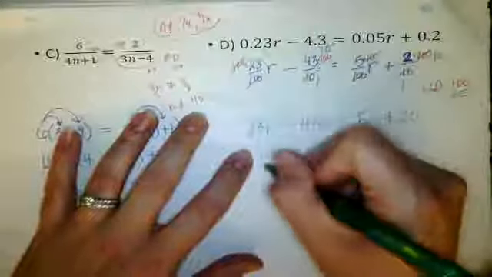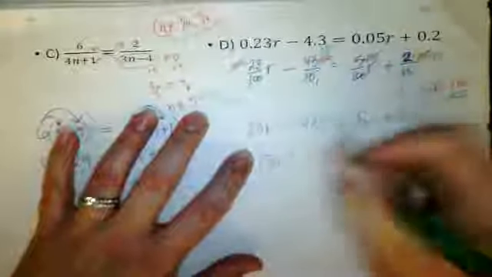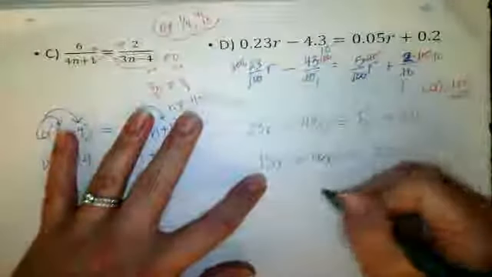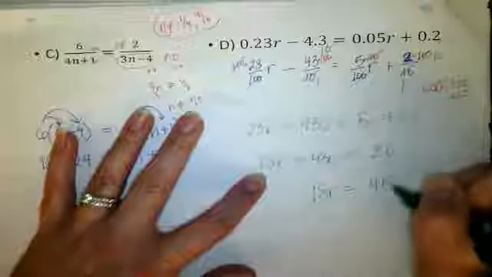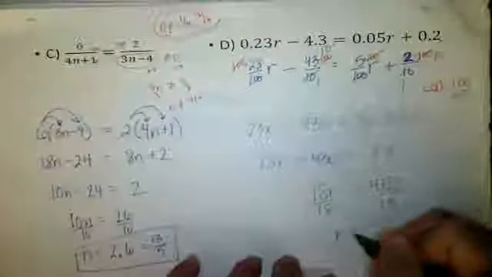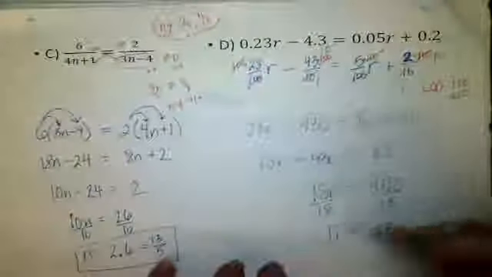We're going to subtract 5R and get 18R minus 430 equals 20. And then we're going to add the 430. What is that? 450. And then divide by 18. What is it? 25. 20. Really? Even? Cool. Yeah, I guess it should be.